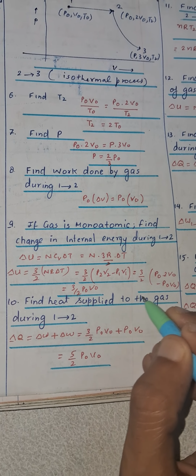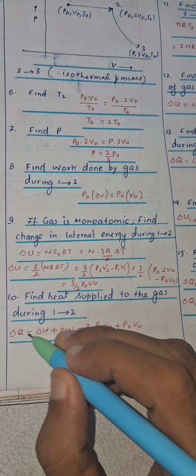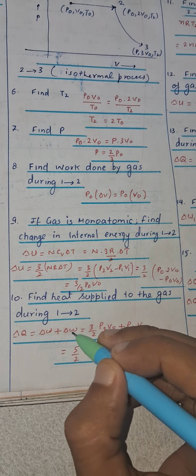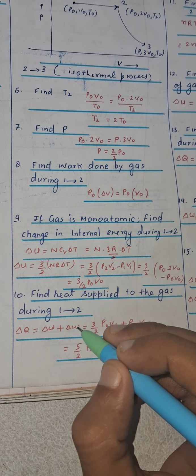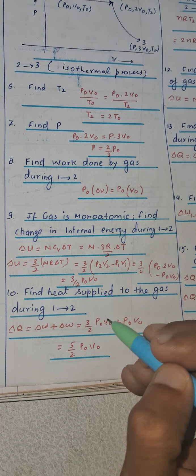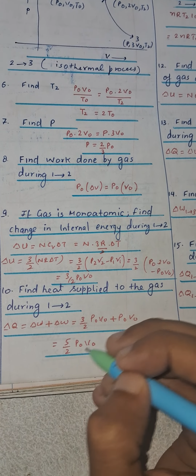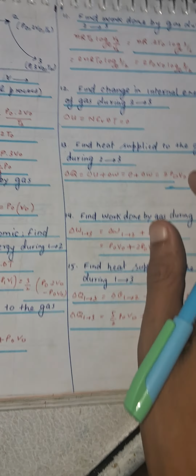Then find the heat supplied to the gas during 1 to 2. Applying the first law of thermodynamics, we can say that delta Q is delta U plus delta W. Delta U here is 3 by 2 P naught V naught, and the work done we have calculated here as P naught V naught, so that will be 5 by 2 P naught V naught.